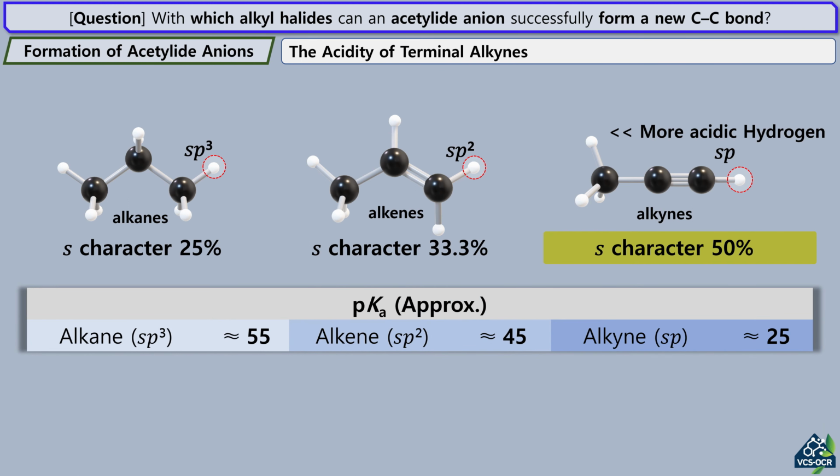To compare these acidities, consider the following approximate pKa values. You can see that the alkyne has the lowest pKa value, indicating it is more acidic than alkenes or alkanes. However, even terminal alkynes are still weak acids compared to water or alcohols. To remove this proton efficiently, we must use a very strong base whose conjugate acid has a much higher pKa value.